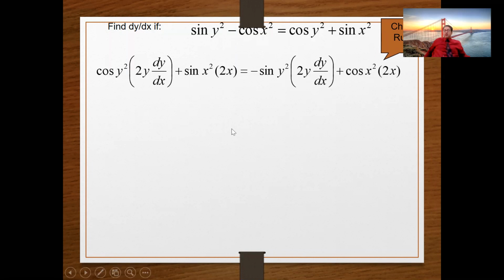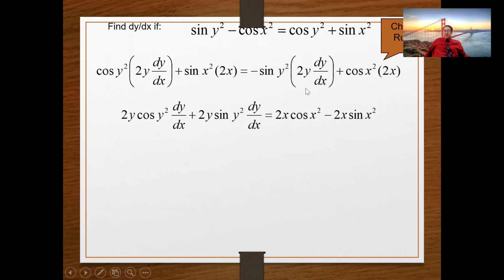Put all the parts that contain dy over dx on one side, the left-hand side. All the terms that do not include dy over dx go to the right-hand side. Understood, please? Understood?